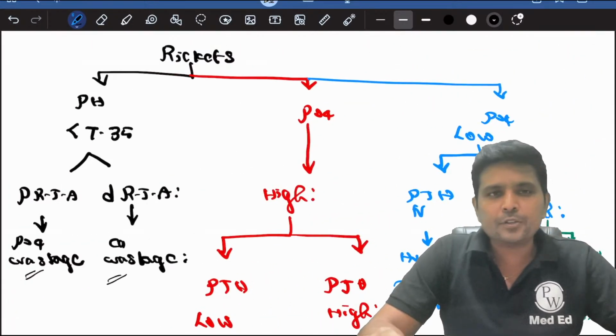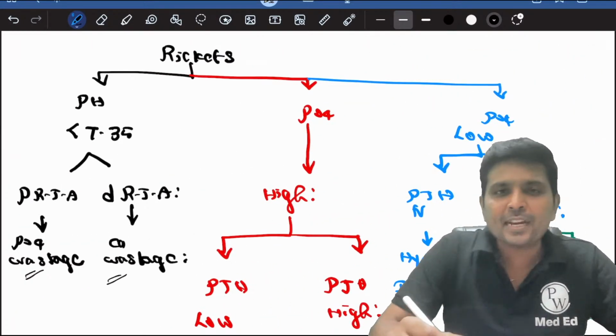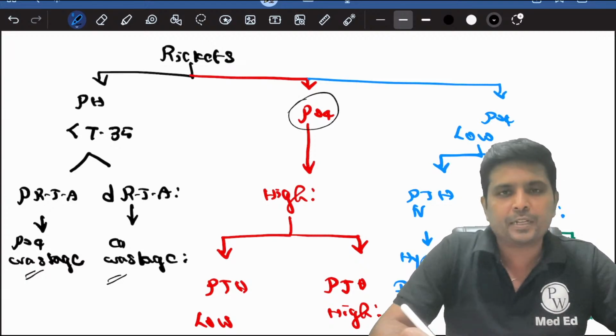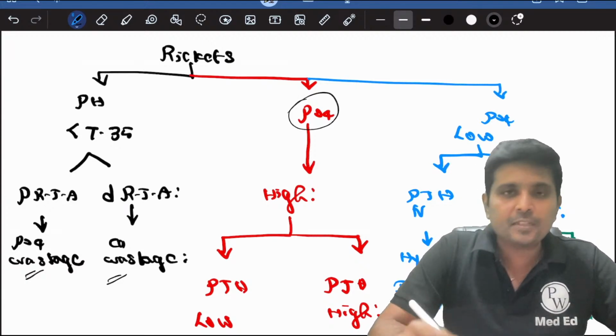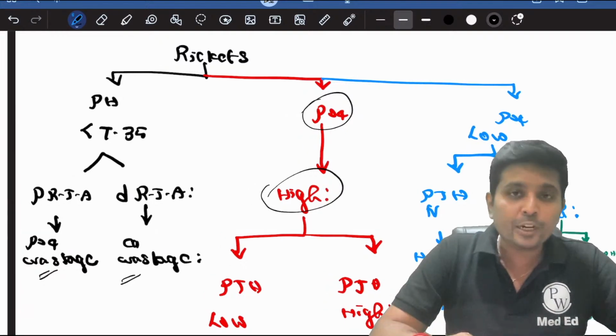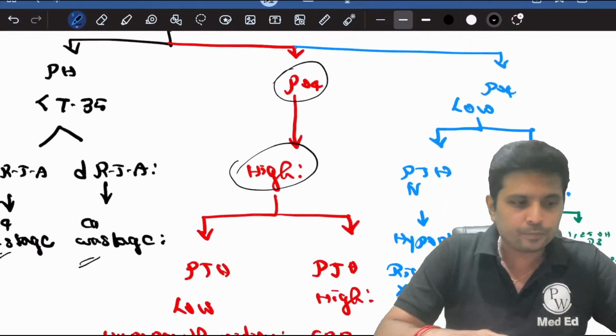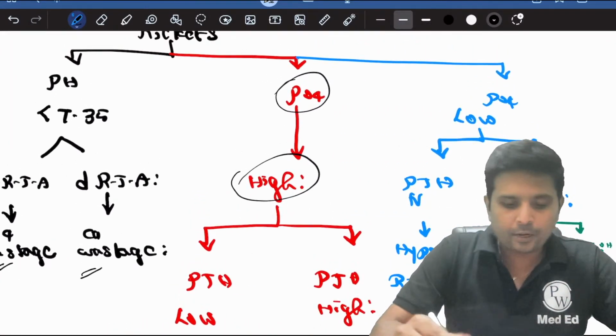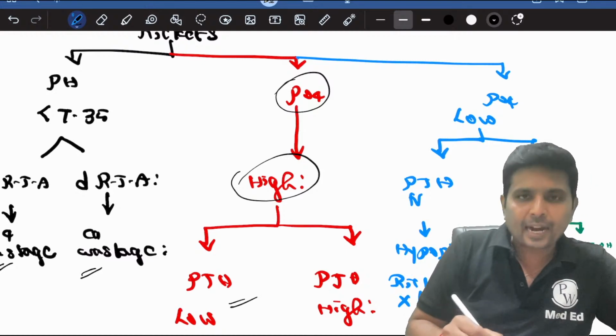Second, the next point is look for phosphorus. So when pH is normal, then look for phosphorus, whether the phosphorus is high or low. If phosphorus is high, then you need to look for parathyroid hormone, whether parathyroid hormone is high or low.